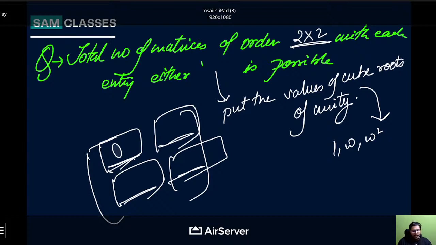Commutative, we all know what is commutative. 2 plus 3 is 3 plus 2, same thing. Whether you add first and second or second and first, same thing. Associative: I am taking 3 matrices, I am adding these 2 and then adding with the third, or I am adding the last 2 and then adding with the first. Same thing, no issues.